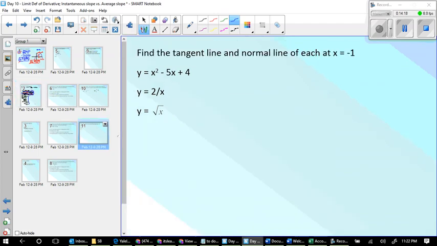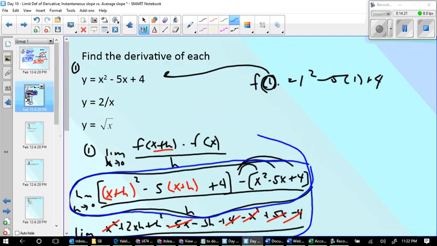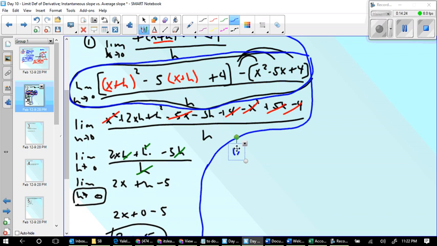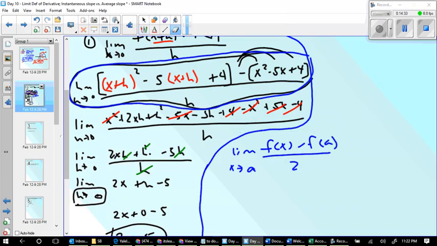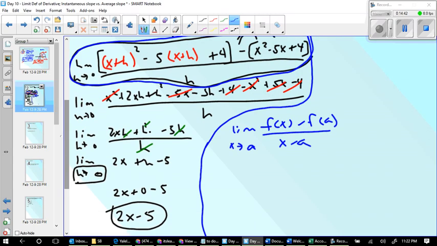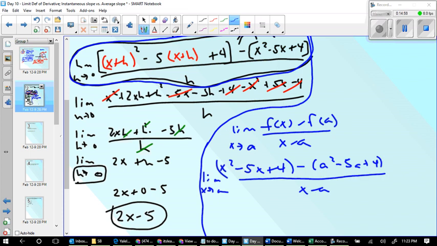Our other version of the definition is the limit as x is approaching a of f of x minus f of a, all over x minus a. Once again, we're going to throw the formulas in for f of x and f of a. So I get x squared minus 5x plus 4 as the first one, minus f of a. Don't forget, for the limit x approaching a, I just plug in a for that. So a squared minus 5a plus 4, all over x minus a.